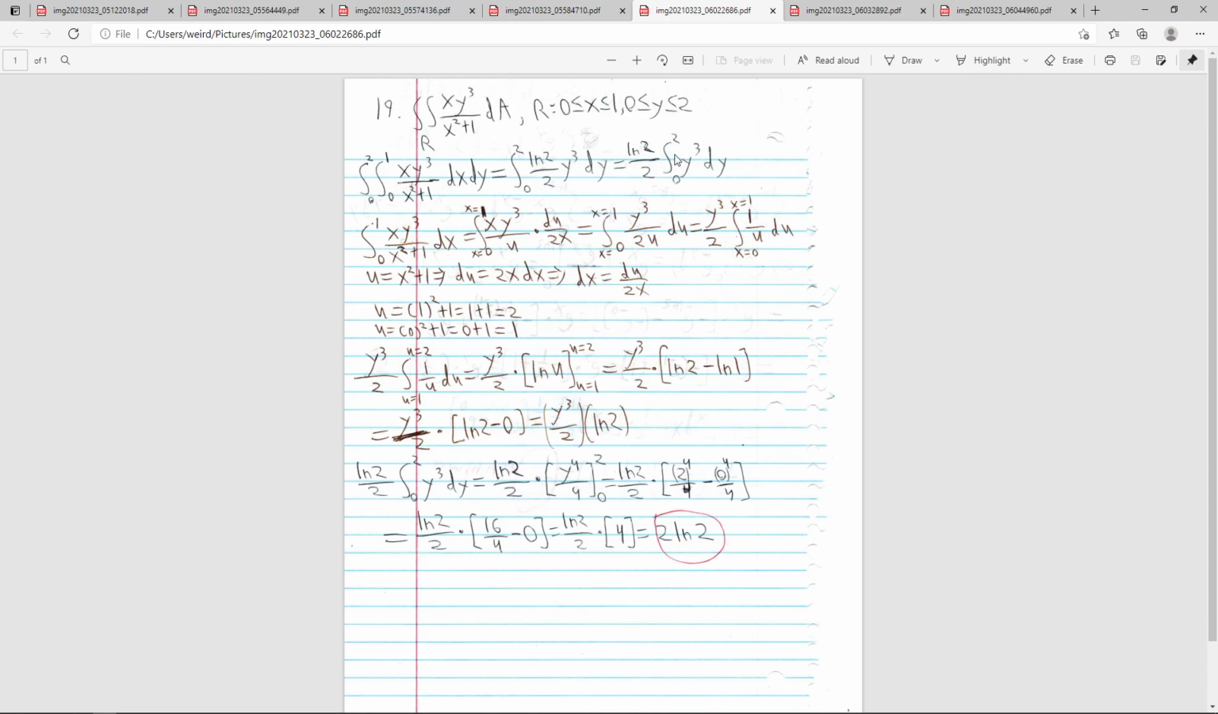And in the end you have to integrate y cubed now, which is just by itself, because ln 2 divided by 2 is a constant. So y to the 4th over 4 is what that becomes. And you solve it, and you get 2 ln 2.